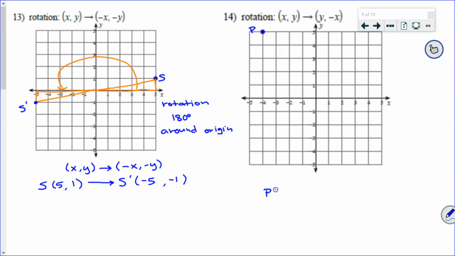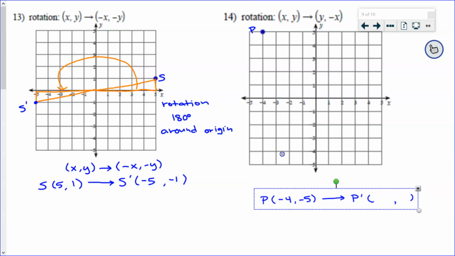P has the coordinates, what? Let's see how good you are at even just writing coordinates. Zeta. You got it, (-4, 5). And (-4, 5) is going to go to a new point, which we're going to call P prime. So I'm just getting it all set up so we can plug in those new coordinates. And just like I said before, I always like to write that rule up above it. So (x, y) goes to, nope, (y, -x).